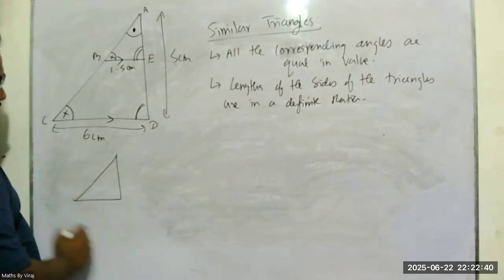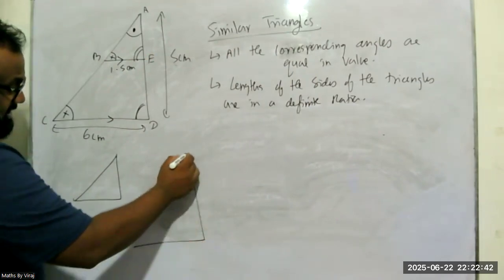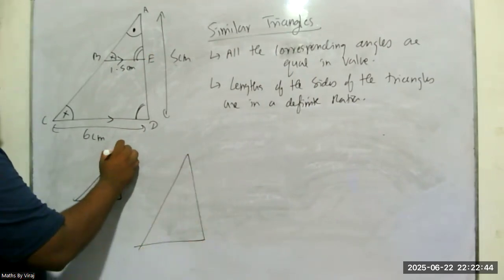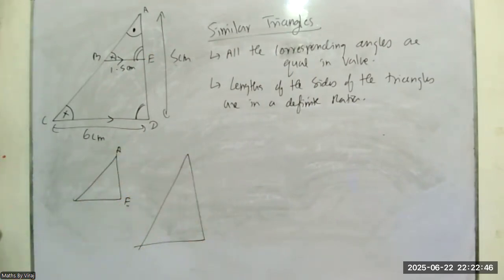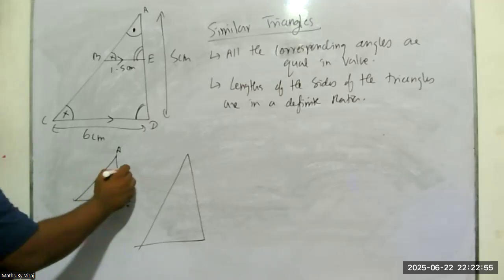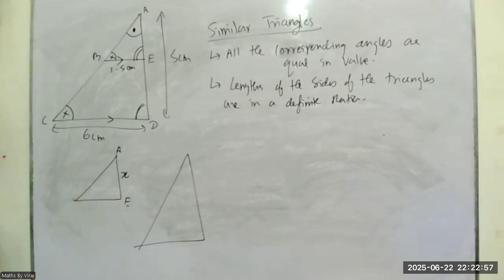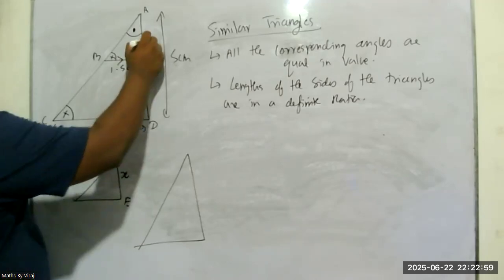Now let me draw the smaller triangle. Let me draw the large triangle as it is, AE. We are supposed to find the length of ED. Right. We have AE. Let's mark it as X. Let this be X.